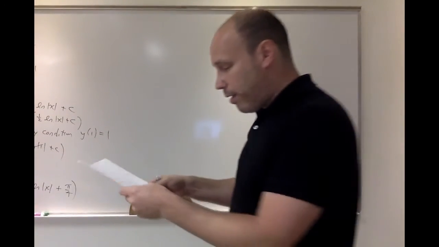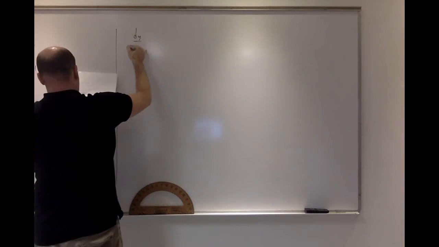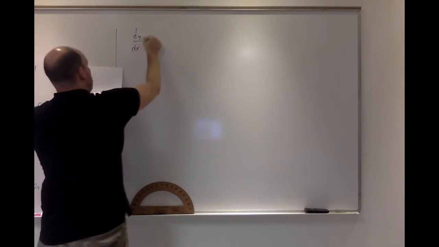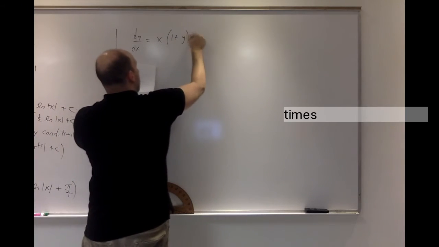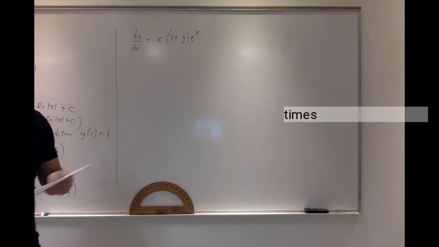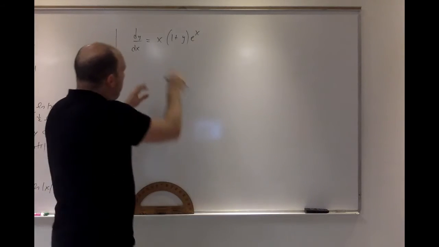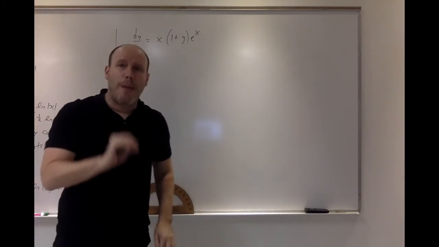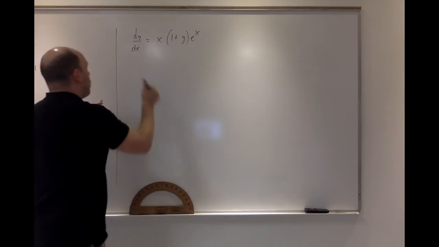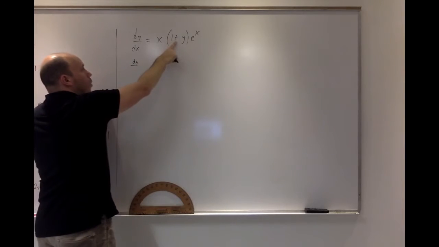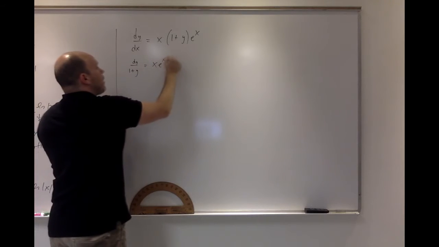Are you ready for the challenge? The next one is dy over dx is equal to x, open parentheses, 1 plus y, over e to the x. Well, let's think about this. Once again, you know you can separate it. You can keep the x's together and the y's together. So I know that this is dy. I want to get rid of that 1 plus y, stick it in the denominator. I'm going to have x e to the x dx.